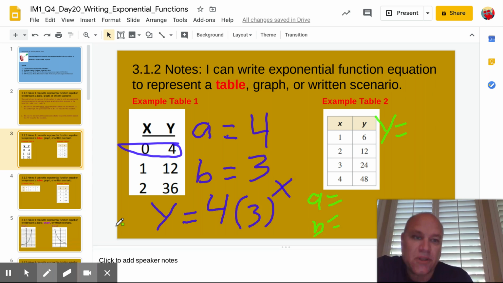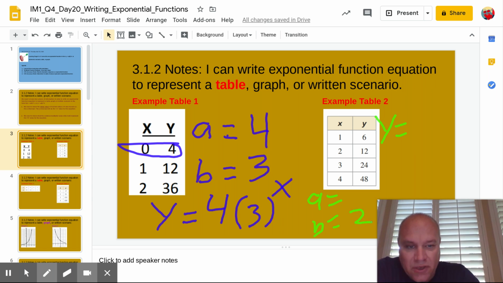Look at example 2 now. We have the points 1 comma 6, 2 comma 12, 3 comma 24, and 4 comma 48. This one's not as easy as the first one, because we're not given the y-intercept in this table. So let's start with figuring out the b first. What's the common multiplier? You go 6 to 12, 12 to 24, 24 to 48. What are they multiplying by each time? That's right, we're multiplying by 2.